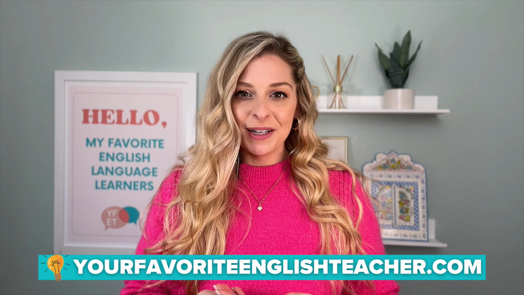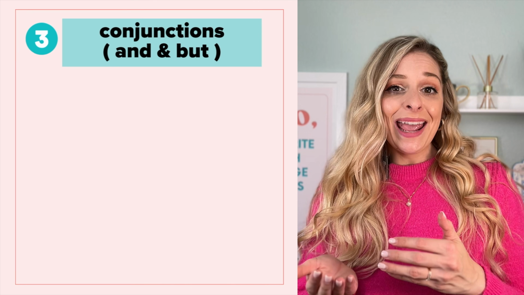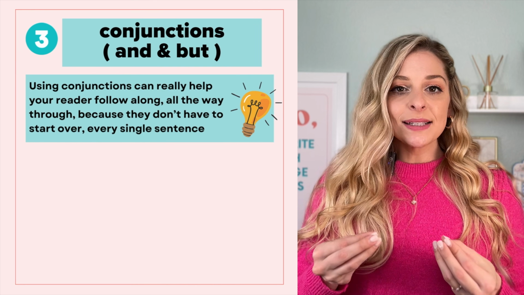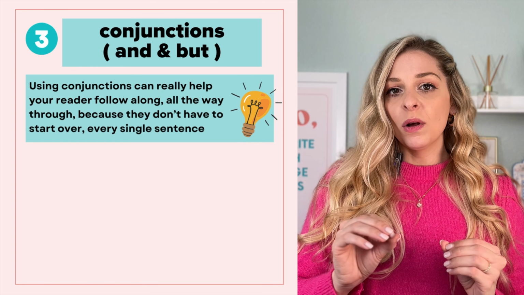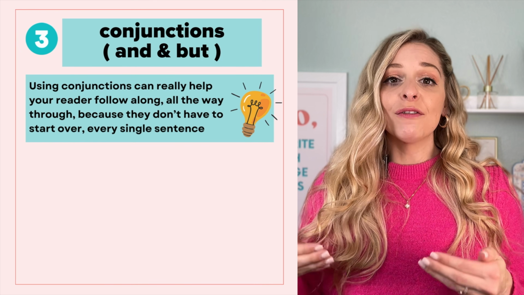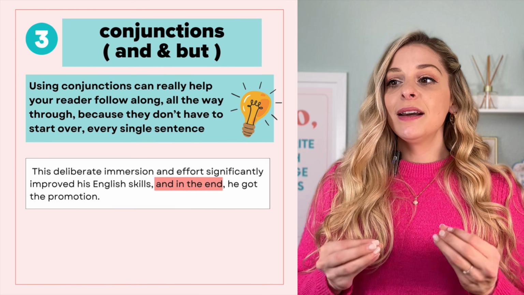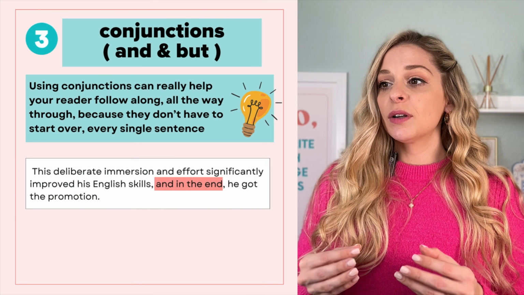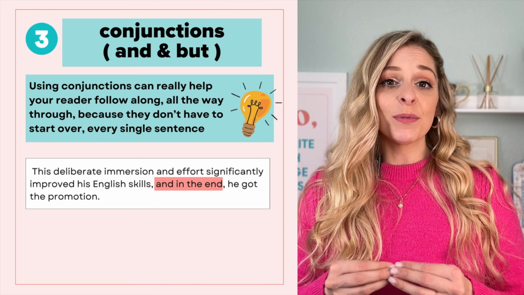Okay, and our third way to create cohesion, flow, and better transitions is simply by using conjunctions, specifically "and" and "but." Combining sentences with these conjunctions can really help your reader follow along all the way through because they don't have to start over every single sentence. For example, in our paragraph, we said, "this deliberate immersion and effort significantly improved his English skills, and in the end, he got the promotion."